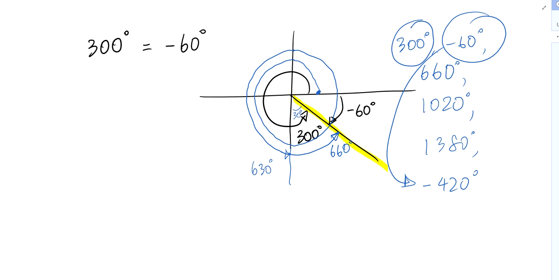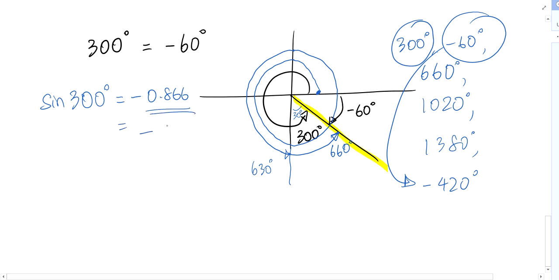Therefore, can you now try keying in your calculator sine 300 degrees. Negative number. What is it? Negative 0.8660. Okay, negative 0.866, and so on, right? How much is this actually? Practice. What is 0.866? Okay, so this is negative root 3 over 2.